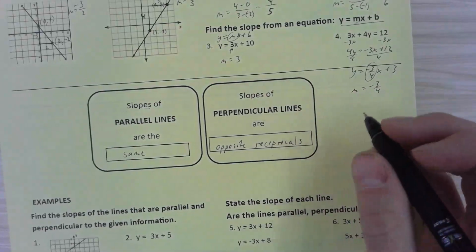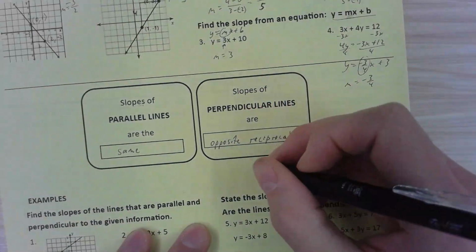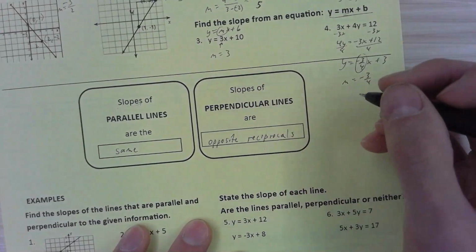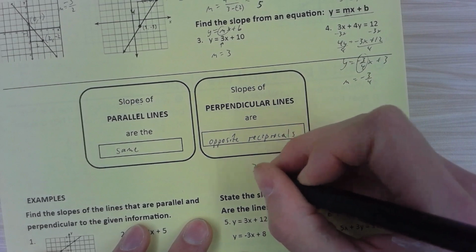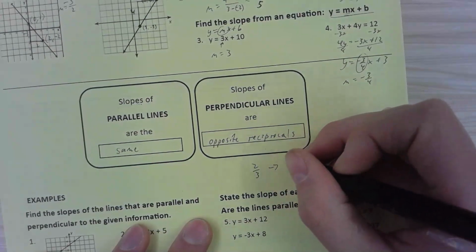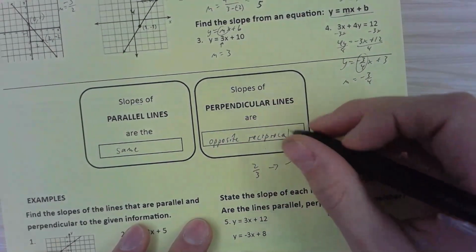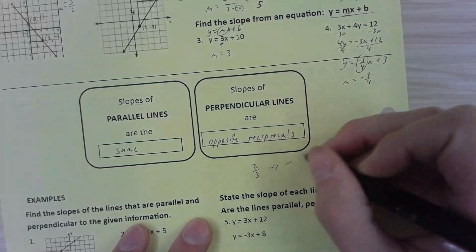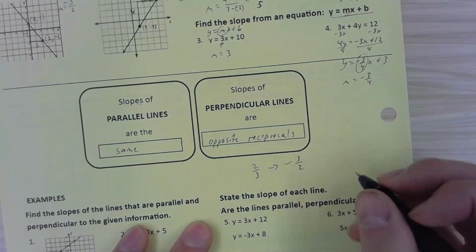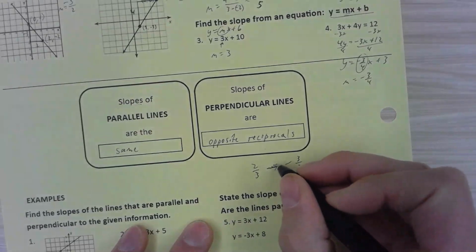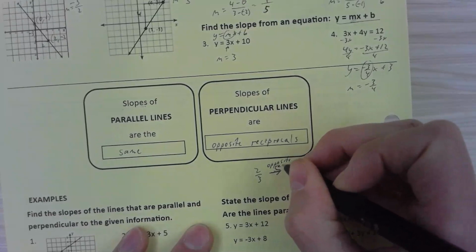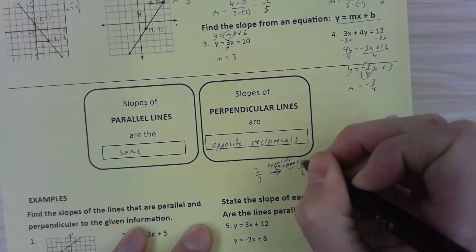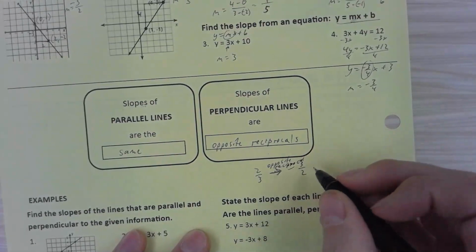Opposite reciprocals. So, for instance, if the slope of one line is 2/3, the opposite reciprocal, opposite means make it negative, reciprocal means flip it upside down, so the opposite reciprocal would be -3/2. Okay, we flip it and make it negative.